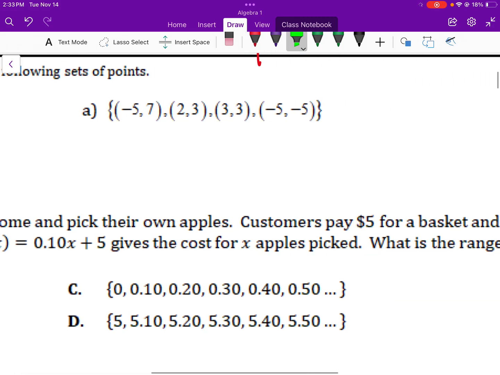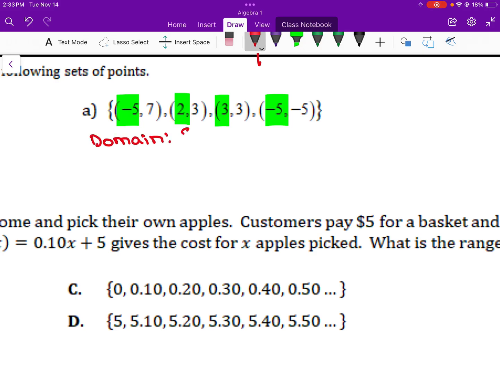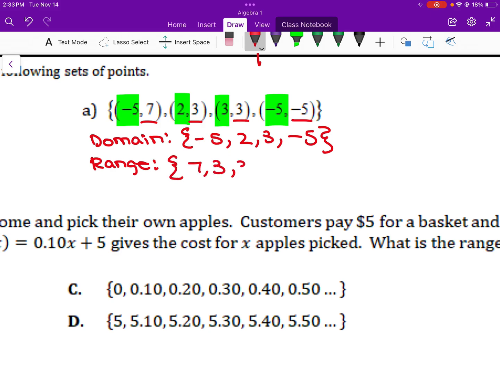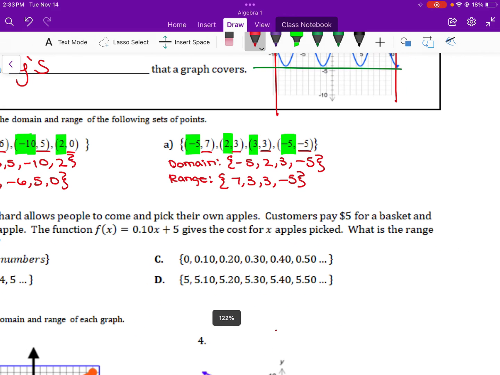So same thing here. Domain would be all of my first values here. So domain, -5, 2, 3, -5. And range, all of my second values. 7, 3, 3, -5. You don't even need to repeat the number, but for the sake of thoroughness, we'll do the repeat. So pretty easy when it's discrete.